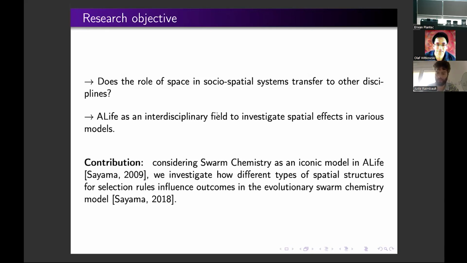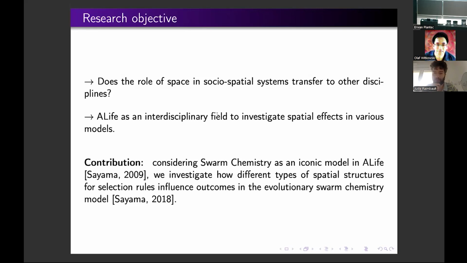So this work is very preliminary, just an extended abstract. It was really testing an idea. And what we did, we took swarm chemistry as kind of a textbook model, an iconic model of artificial life.